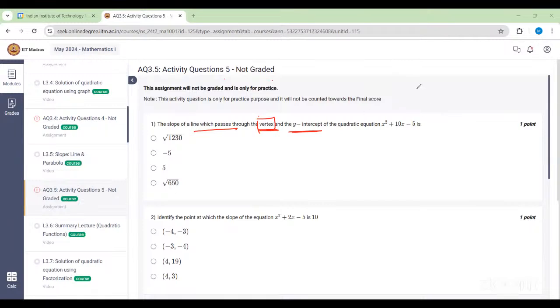So we can find out the vertex. What will be the vertex coordinates? Ma'am, why minus 5, is it not correct? Minus b by 2. Minus b by 2. Oh, so you are getting the wrong answer.